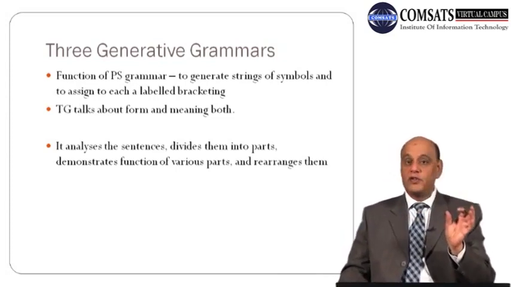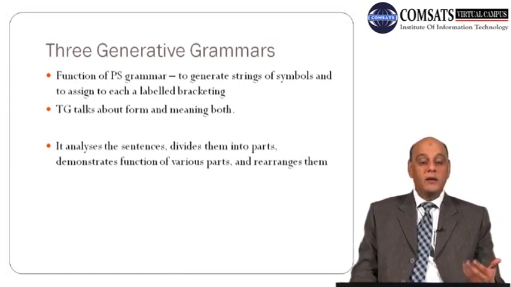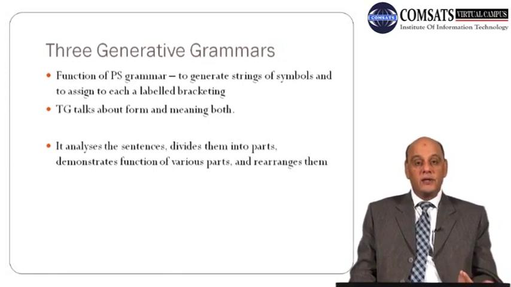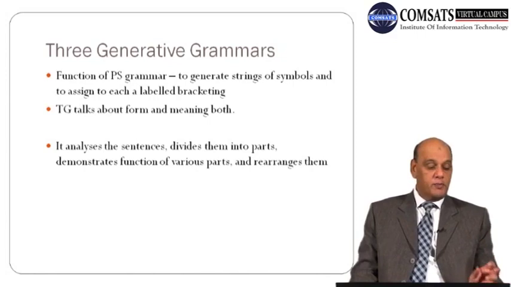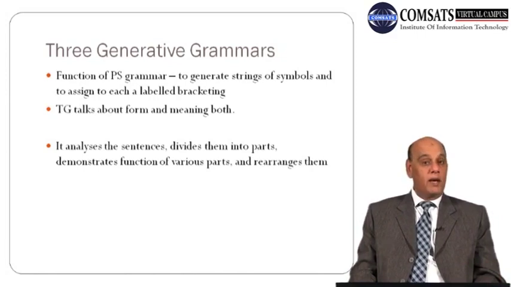So what happens in phrase structure grammars? It basically generates strings of symbols and assigns to each string a labeled bracketing. It puts brackets around each element in a phrase. Transformational grammar talks about form and meaning both.